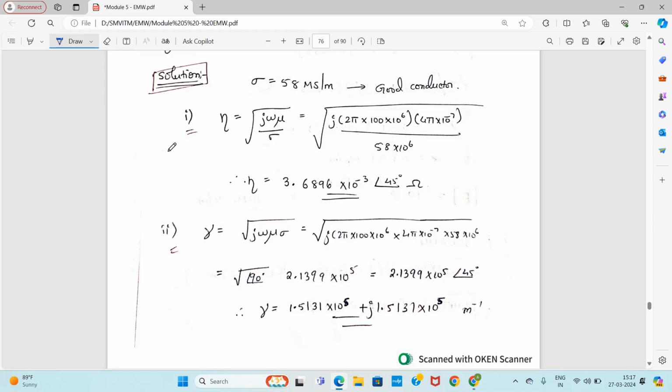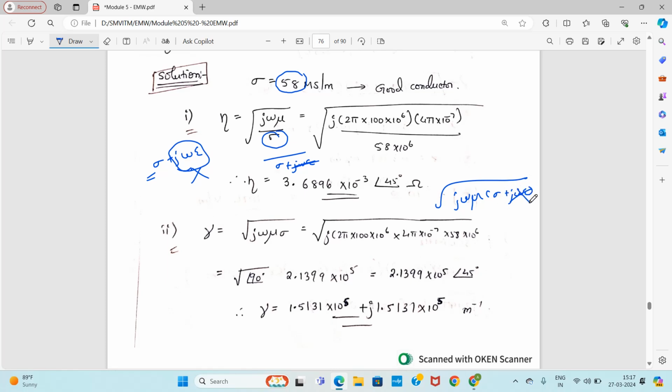Okay, for a very good conductor, you see this value is very high compared to 1. So sigma plus j omega epsilon is there, but this term can be ignored and only sigma can be written. That's why you have only sigma here. Actual formula is sigma plus j omega epsilon will be there in the denominator. But since sigma is very high in this problem, they have ignored this term. Same thing they have done here also. The actual formula is this.